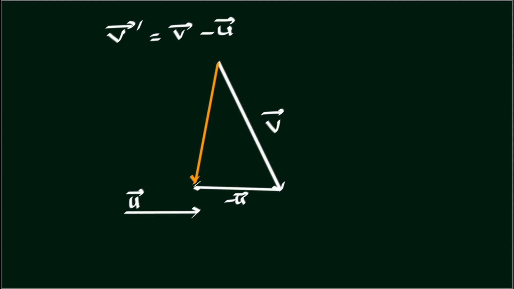Now we are measuring all angles with the vertical. So this is the vertical direction. And you see the angle that the rain makes in the ground frame is this angle. We take anti-clockwise as positive. This is the angle that the rain makes in the ground frame.